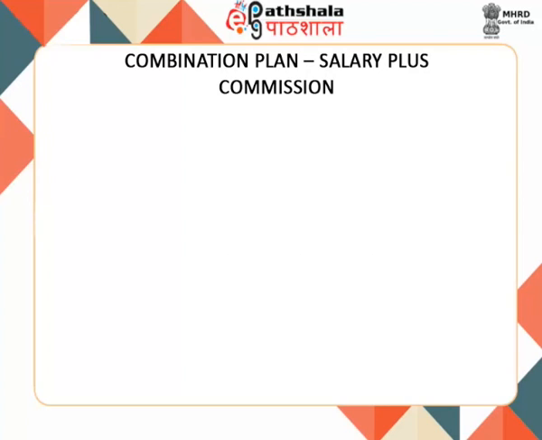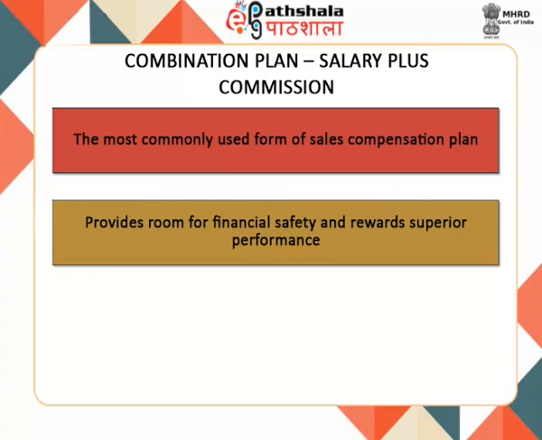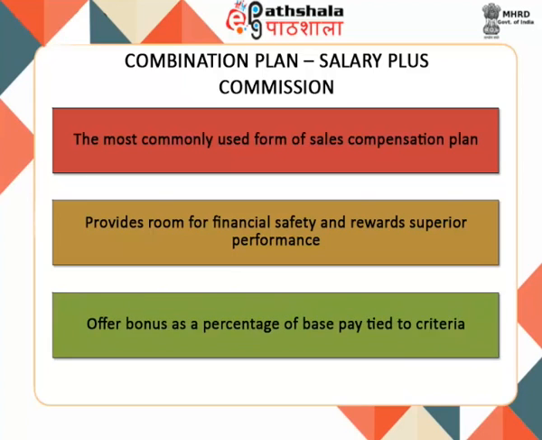Combination plan. Salary plus commission. It is the most commonly used form of sales compensation plan, which provides room for financial safety and rewards superior performance. Many companies pay salespeople salaries and offer bonus as a percentage of base pay tied to criteria like meeting various levels of sales targets or other criteria.